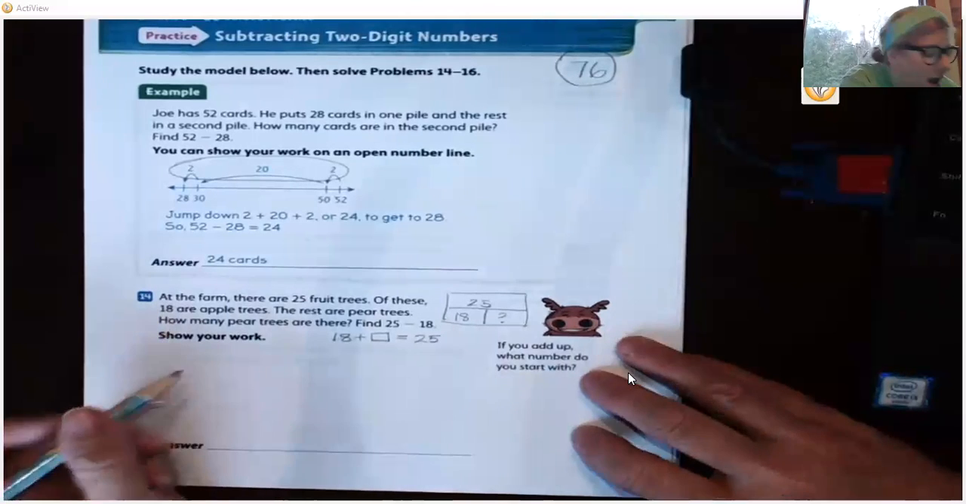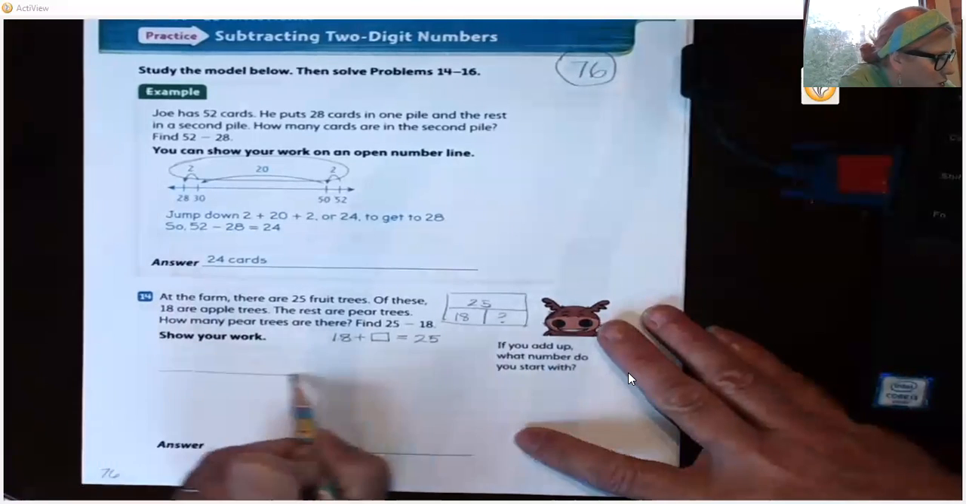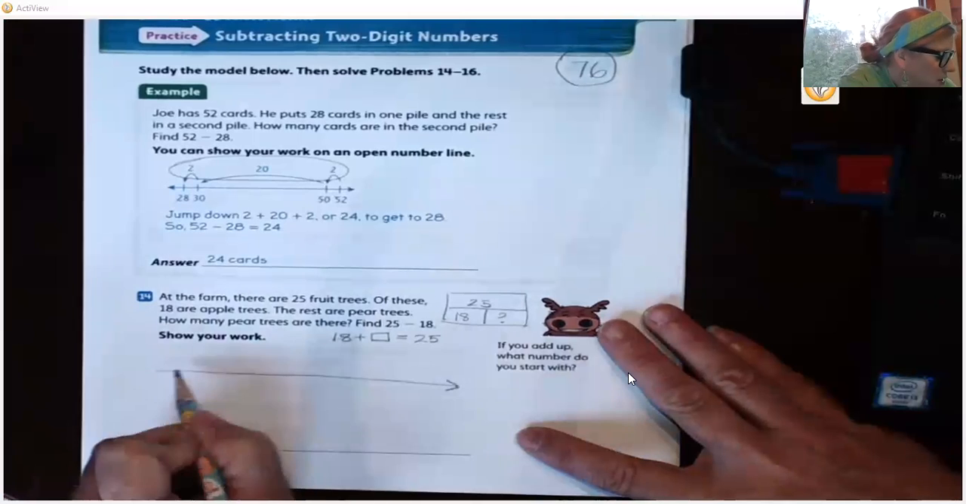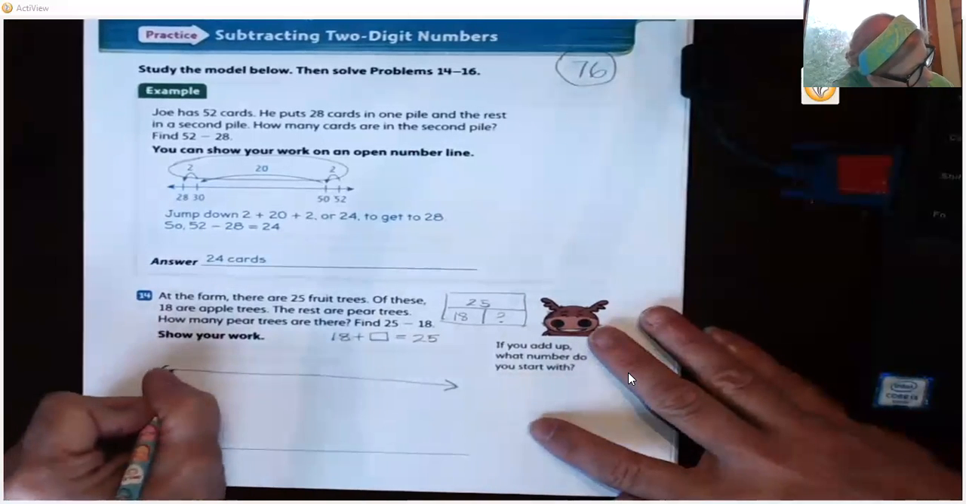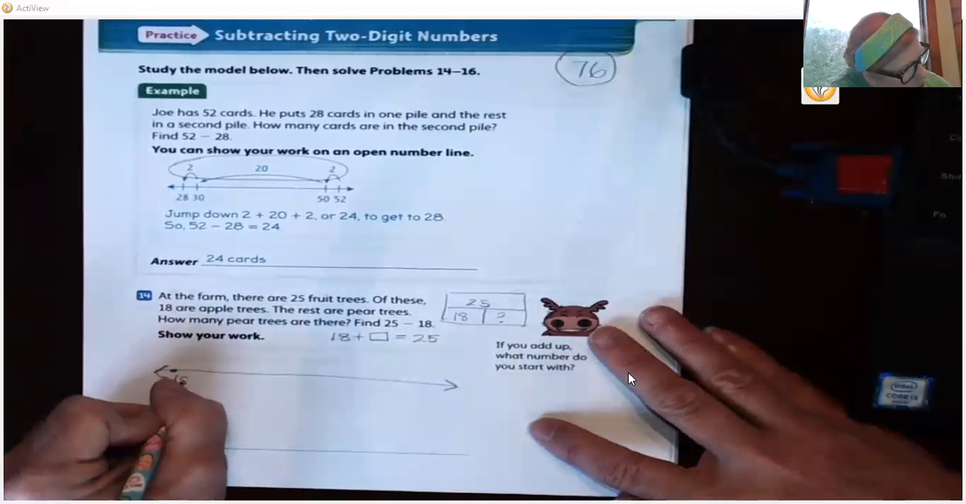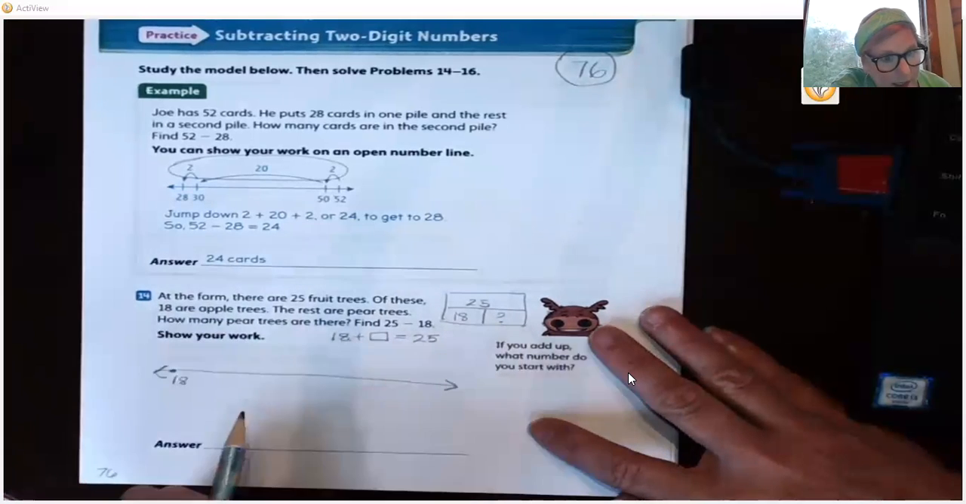Okay, so we are back. We are going to show different ways to do it. So on our first number line, we're going to start with 18. Remember, we have to start with 18 right here.